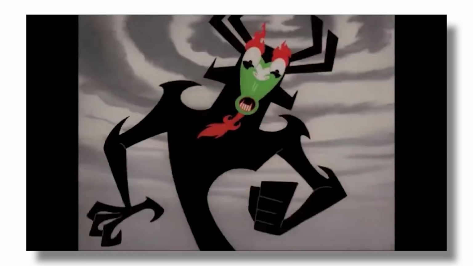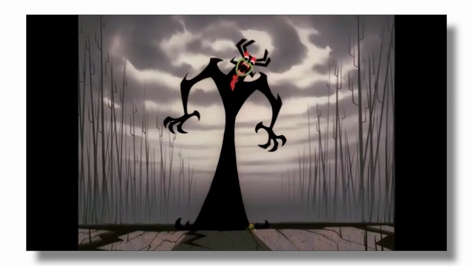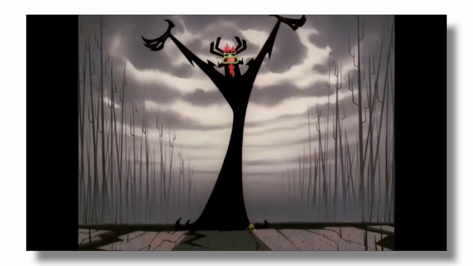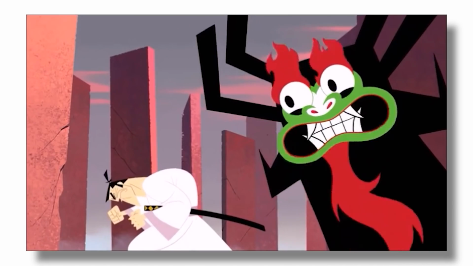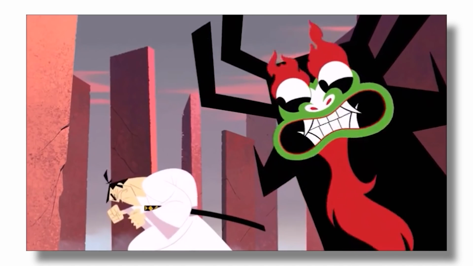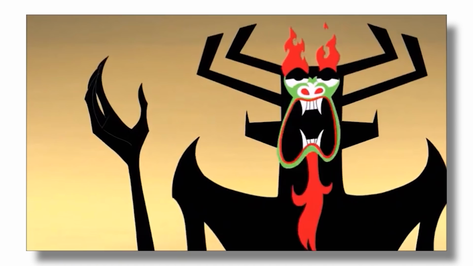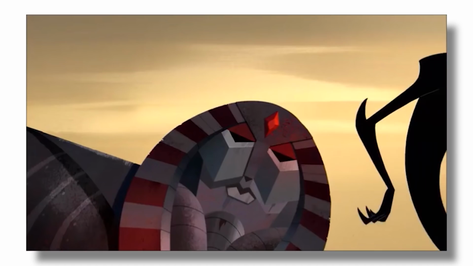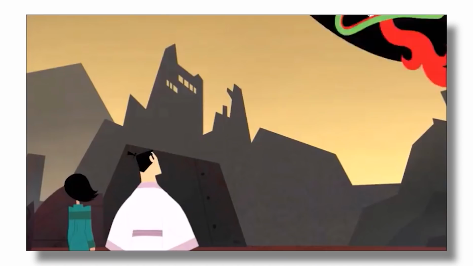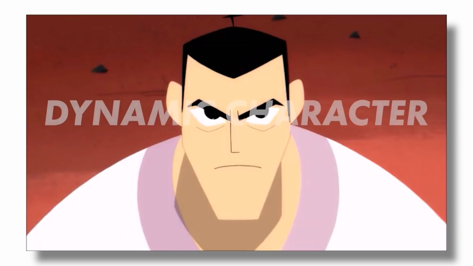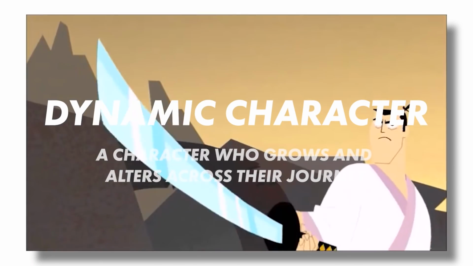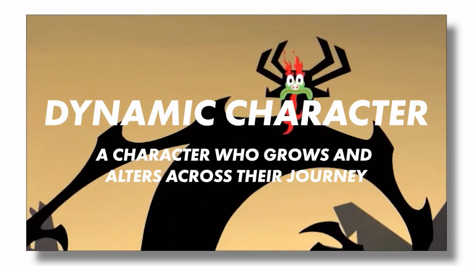What's more, static character typing works even better for villains. Since a villain, aka an antagonist, exists to stand in the way of the hero, aka the protagonist, the villain often represents a particular type of struggle or challenge for the hero to overcome. Often, a villain will remain static and unchanging, forcing the hero into a position where they must become a dynamic character, one that grows and alters across their journey.